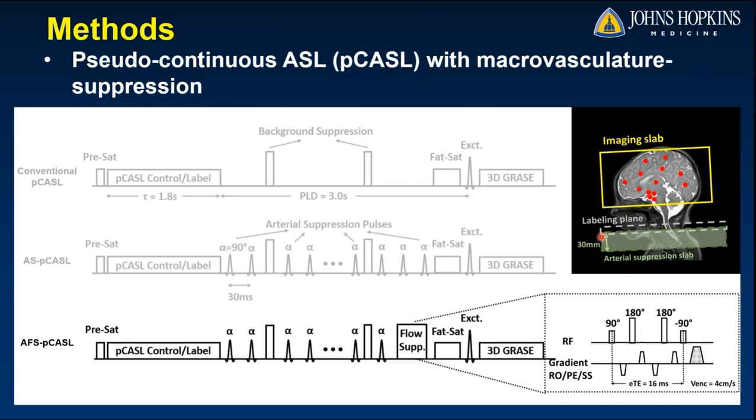So we also want to get rid of this signal because it has nothing to do with the real perfusion. Therefore, we add an additional flow suppression preparation module before the excitation. This involves the use of bipolar crusher gradients within a tissue preparation to minimize the signal from fast-moving spins.